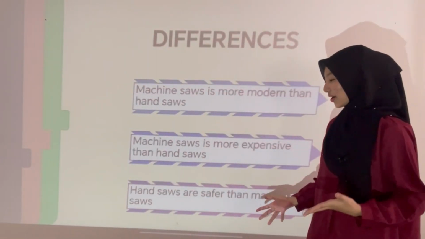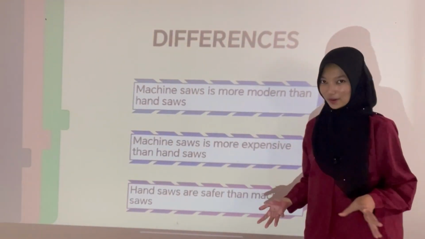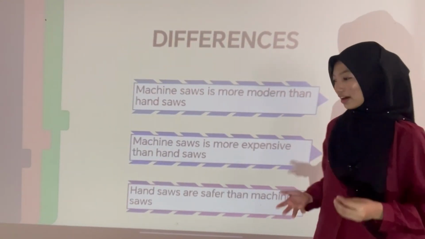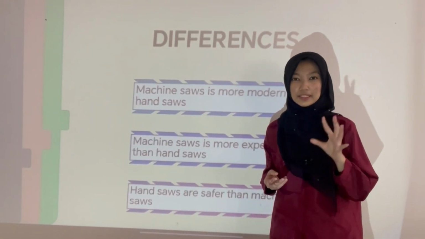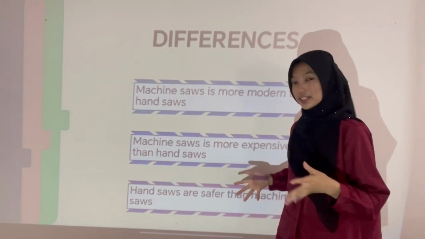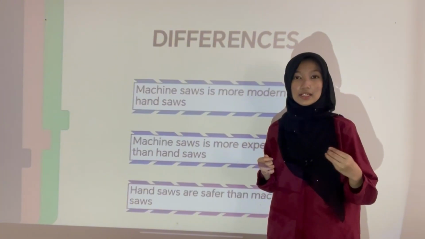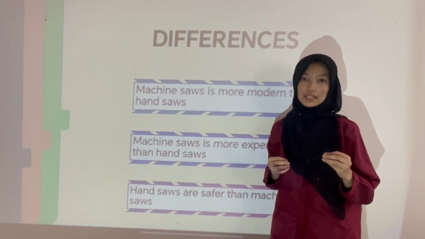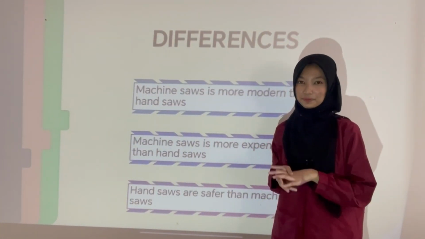Finally, hand saws are safer than machine saws because machine saws are strong and faster. They can be dangerous. Why do we use the hand saw? Because hand saws are slow but they are safer.